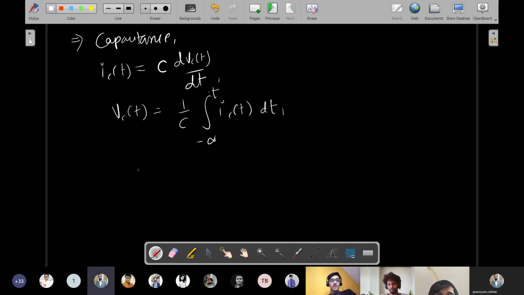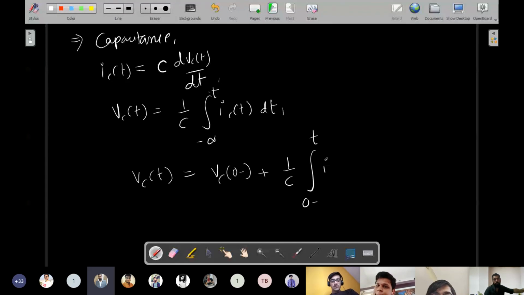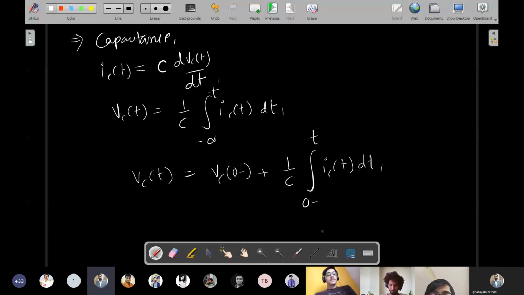So we can write for this one, when you say charge is stored, that means some voltage might be present already in that capacitor. So we can write this one: Vc of t equals 1 upon C integral from 0 minus to t of Ic dt, plus Vc of 0 minus. Okay, so this is the representation of voltage and current for the capacitor in time domain.